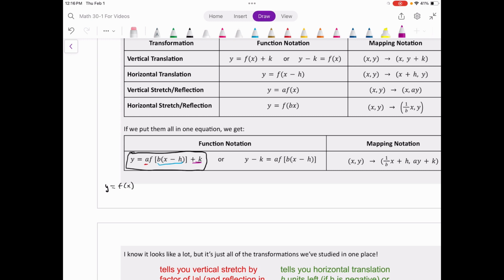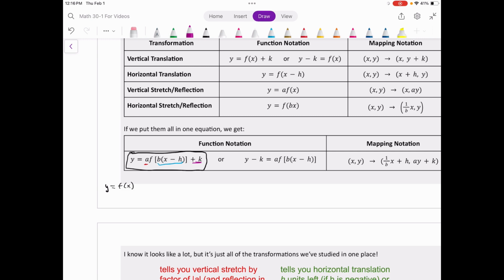So you can see there's kind of like this inner stuff, the input stuff. What is happening to x, the horizontal stuff? That just replaces x in the original equation. And then since y are the outputs, we do it to the whole equation. We multiply the whole thing by a and add k.